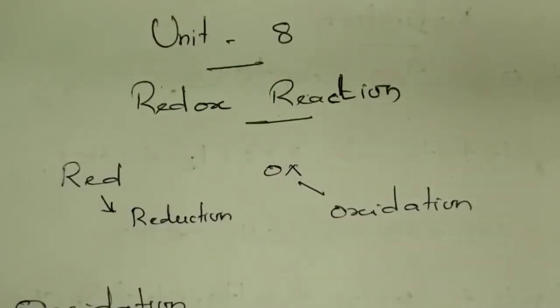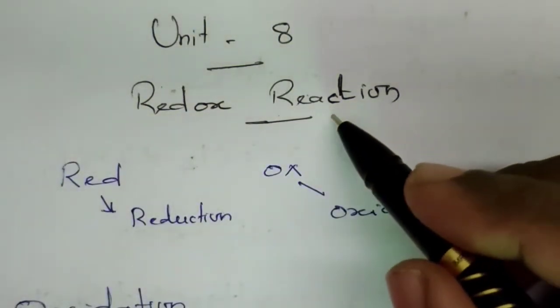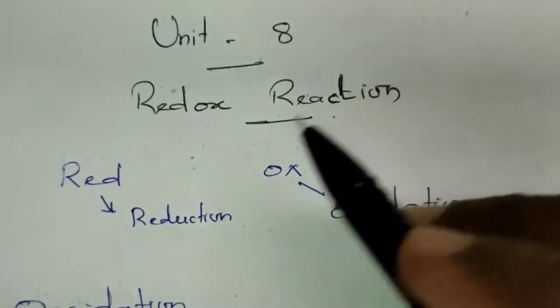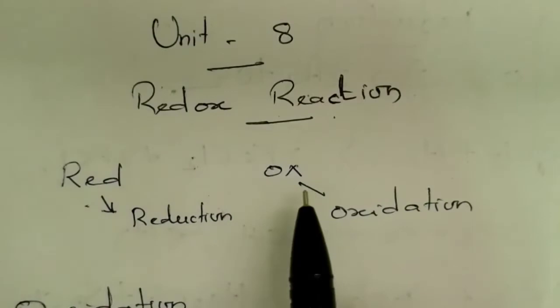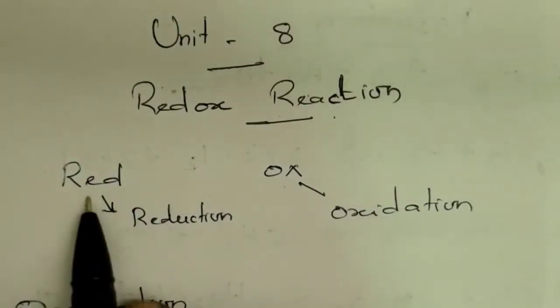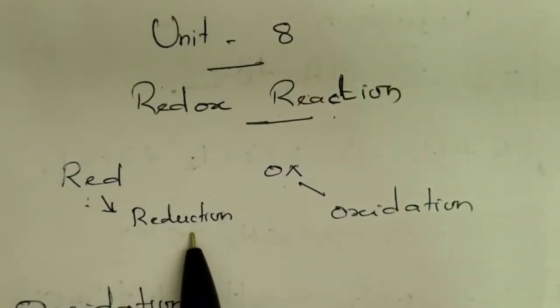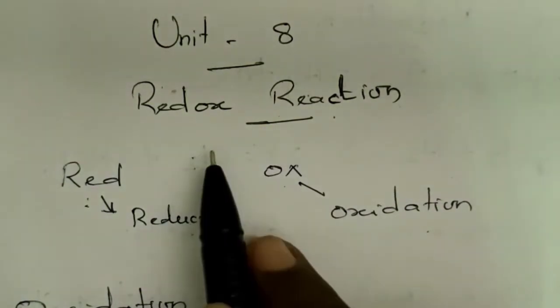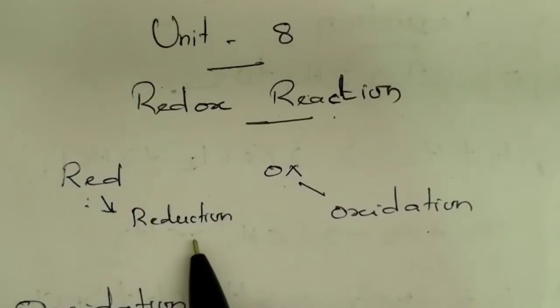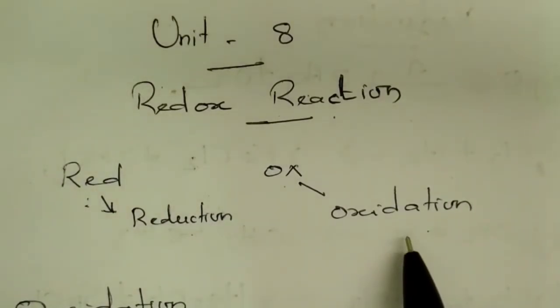We are going to start the next lesson, that is redox reaction. The word redox consists of two parts, red and ox. Red indicates reduction, ox indicates oxidation. So redox reaction means it is the combination of both reduction and oxidation.